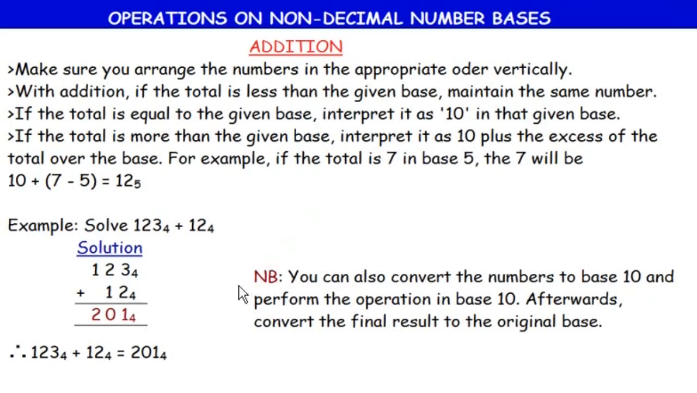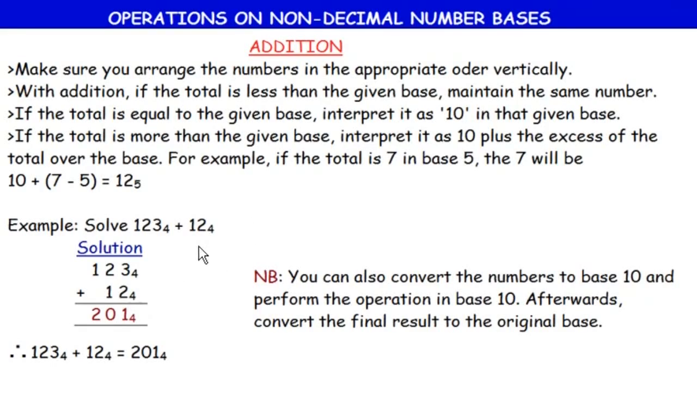If you are asked to add some numbers, assuming here we have to solve 123 base 4 plus 121 base 4. Assuming it was in base 10, how would you have arranged them vertically? That is the same thing we are going to do under non-decimal number bases.